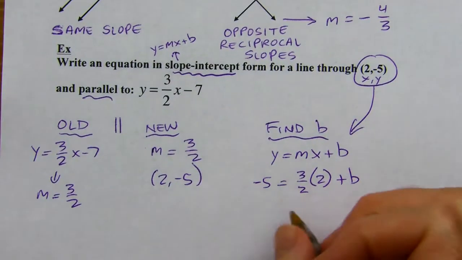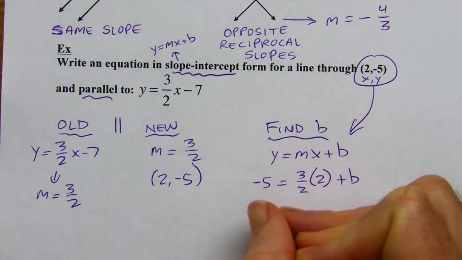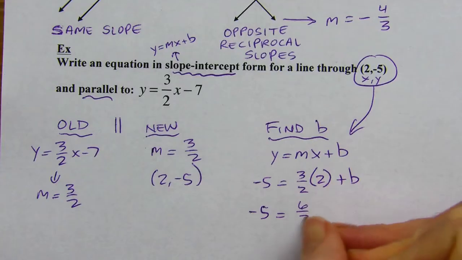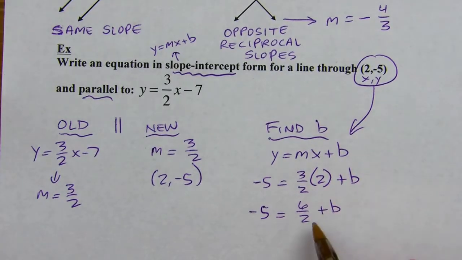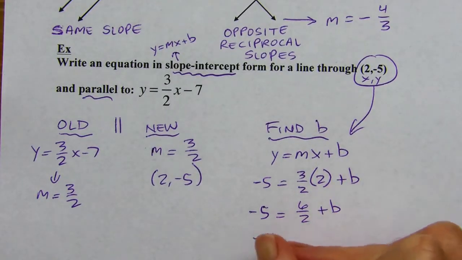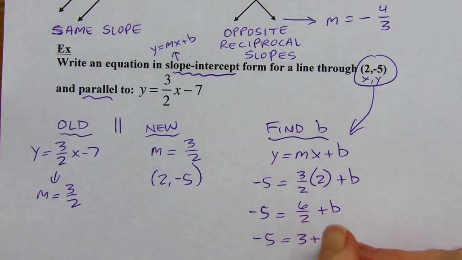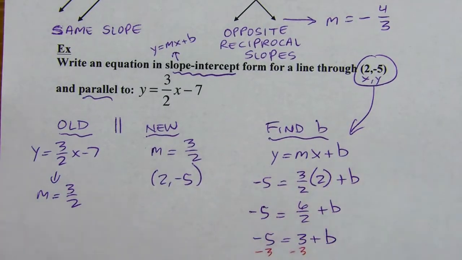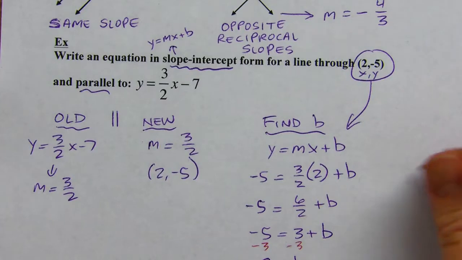Okay, so let's see. Just going to leave that alone. 3 times 2 would be 6, so I get 6 over 2. And 6 over 2 is 3. Okay, and then I'm just going to subtract 3 from both sides. And I've got that the b value is -8. Okay, and now I can finally finish the problem. I can write my equation.